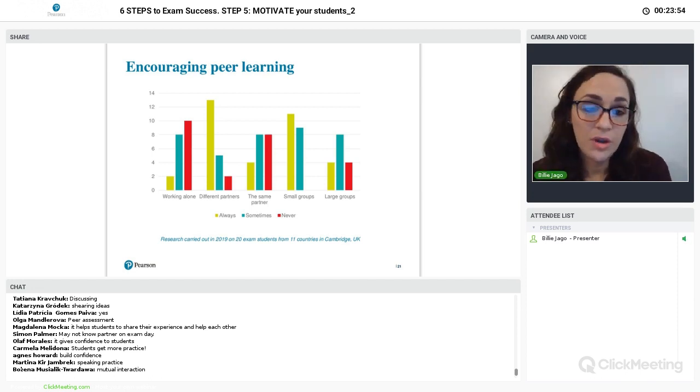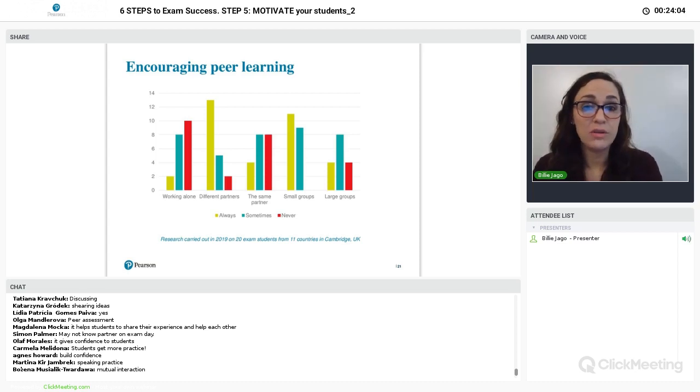The results show that the majority of students like working with different partners, and a high number of students like working in small groups as well. Not many students said that they like working alone too often, and no one said that they never like working in small groups, which I think is interesting, particularly in multilingual classes, as it gives students the possibility of sharing ideas, learning from each other, and all of the things that you mentioned in the chat box as well.